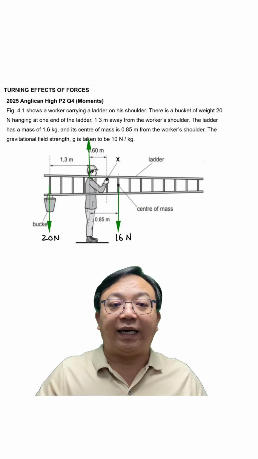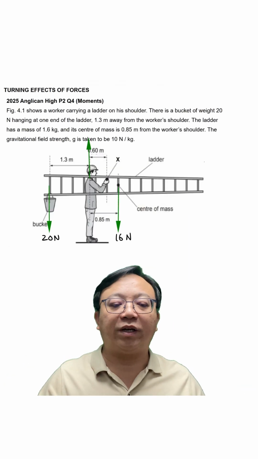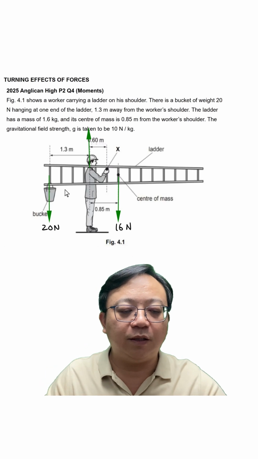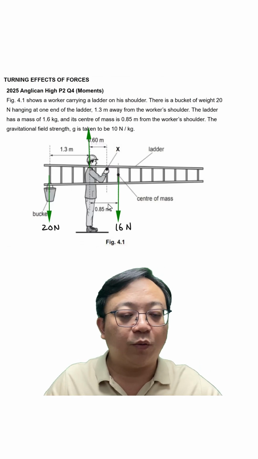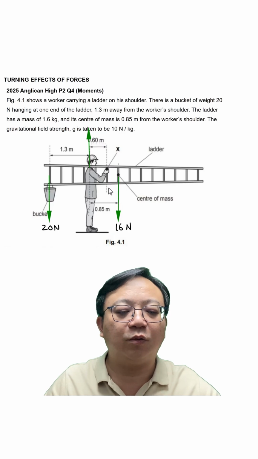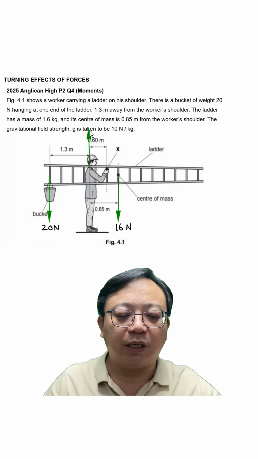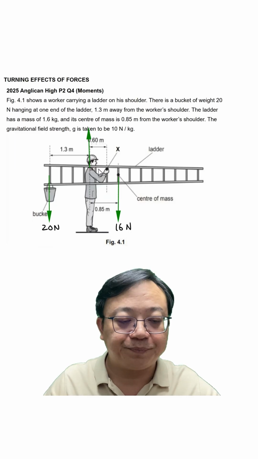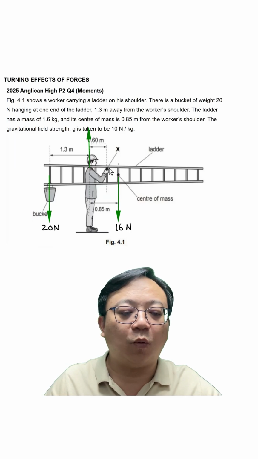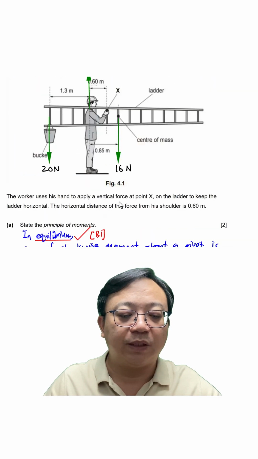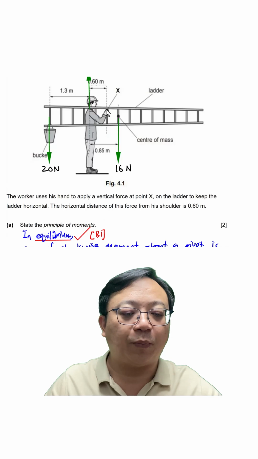Okay, let's go to another structured question. This question is more difficult. Now, you need to first draw the free body diagram. Take a look at this question. You have this bucket of 20 Newton here. This is the weight of the whole ladder, 60 Newton. This shoulder is giving an upward normal reaction force, right? And the question asks, what is the force acting at X? If you read the question carefully, there's a vertical force acting at point X.